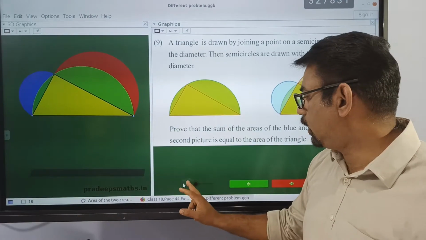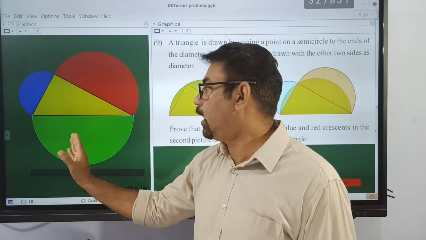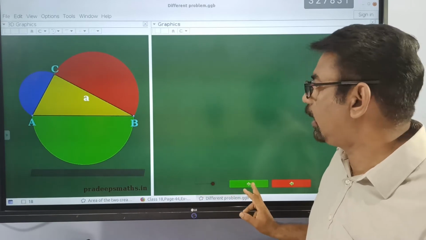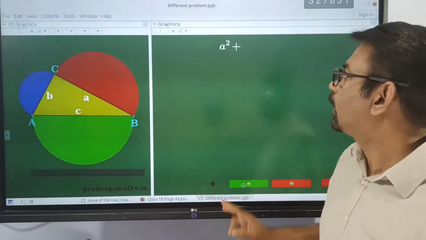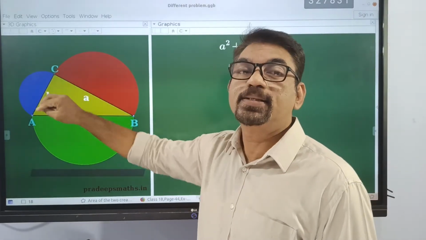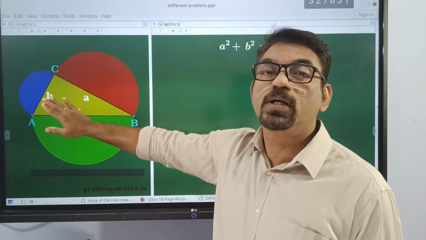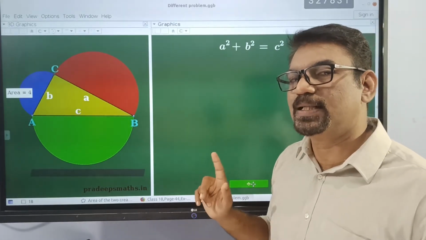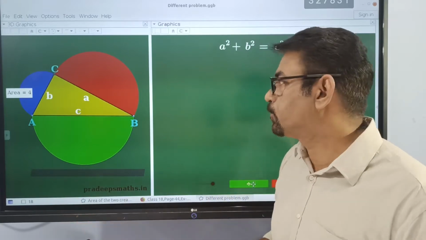Here what we have seen is that the sum of the areas of these semicircles is equal to the area of this semicircle. So we can see that if A, B and C are the sides of the triangle, then A square plus B square is equal to C square. As Pythagoras said, in a right angle triangle, the sum of the squares of the smaller sides, or orthogonal sides, is equal to the square of the hypotenuse. It is how we have to pronounce it: Pythagoras.